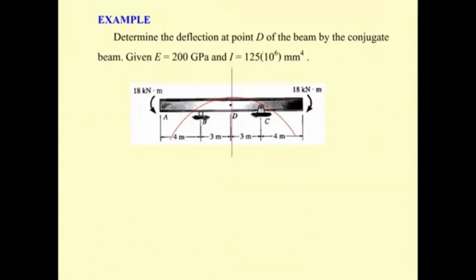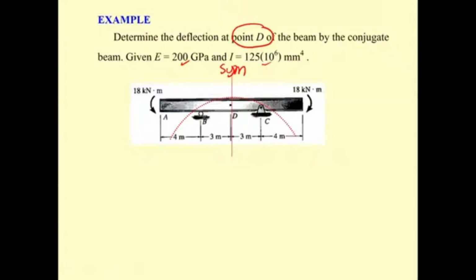And next we have the beam with symmetry about point D. Okay, since it's subjected to the same moment, they are asking us to determine the deflection at point D of the beam, and giving us the E and the I. So we first determine the equation first, and then we put the E and I into the equation.